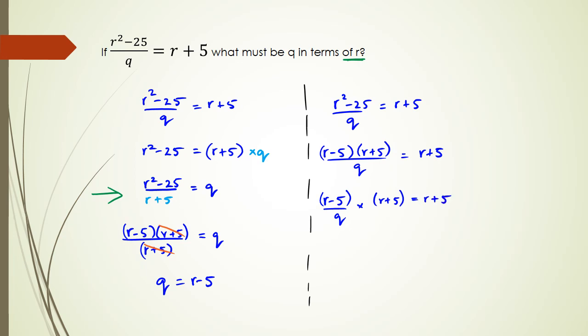And here's the kicker. You've got to think about it. This number right here in the orange box has to equal 1, because 1 times r plus 5 equals r plus 5. So then I can say (r minus 5) over q equals 1. And now, cross multiplying q, I end up with r minus 5 equals q. And as you can see, it is the same answer as what we got here.